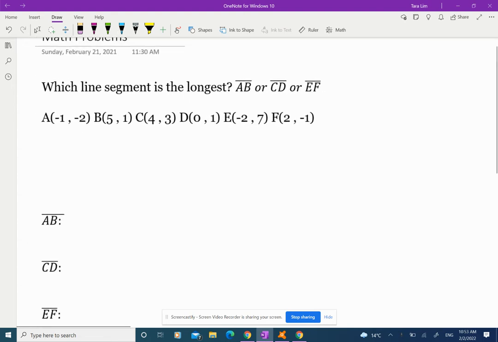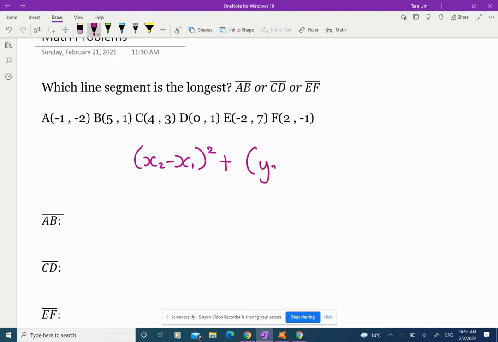So the distance formula is x2 minus x1 squared plus y2 minus y1 squared. And then we square root it. Then that is the distance. So as you can see, it's a little bit complicated.